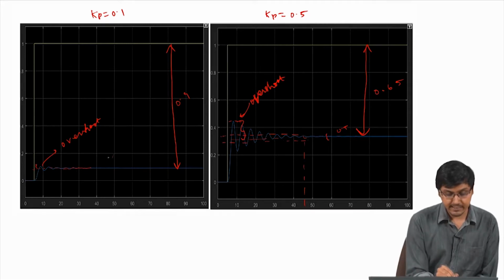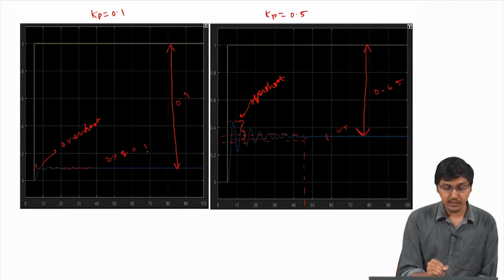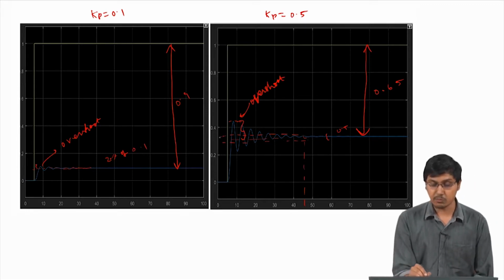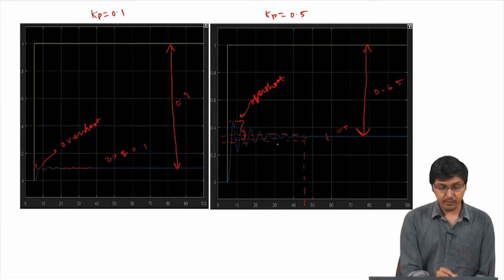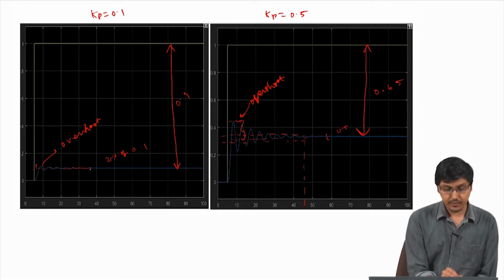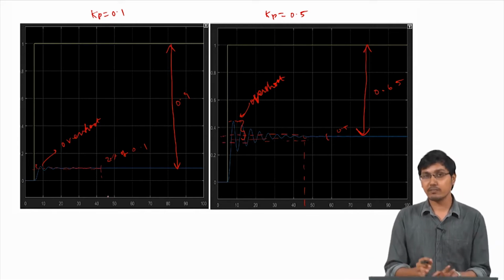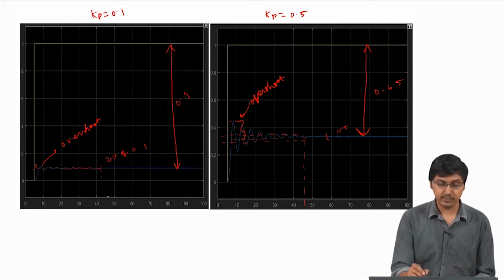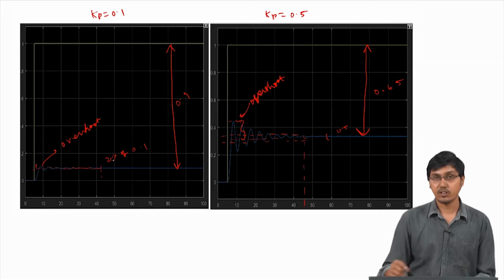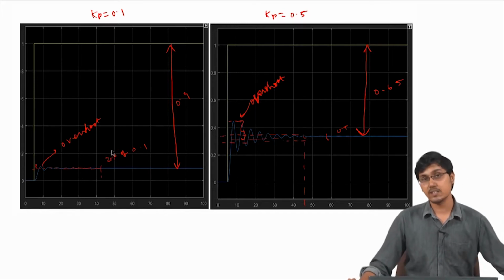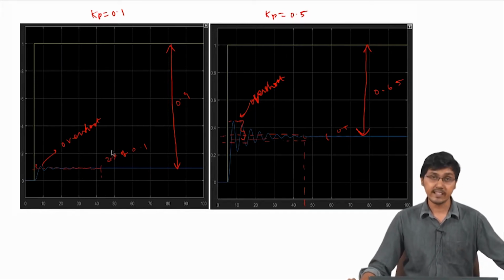So this is again 2 percent of the final value. This is around 2 percent of 0.1 and this is 2 percent of 0.3 or something. More or less, the settling happens around here. So there might be some effect, but it is not a very appreciable effect, as we can see from the overshoot or the offset. This is what we observe when we increase the proportional gain.